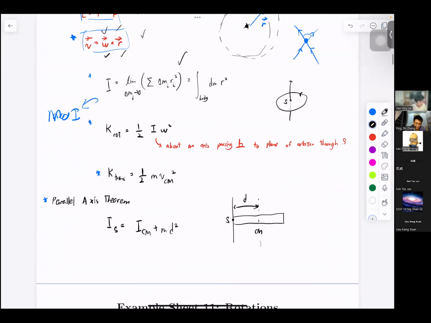Also the rotational kinetic energy about some axis. When an object is moving with a linear velocity, then you have linear kinetic energy, translational kinetic energy. And when an object is a rigid body, an extended body, not a point mass, and it's rotating, you have rotational kinetic energy.